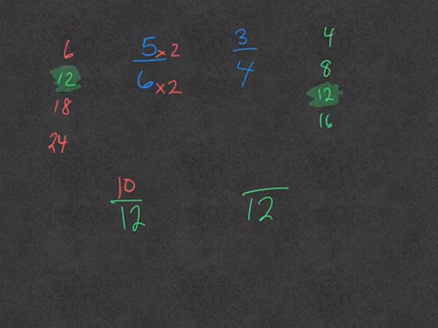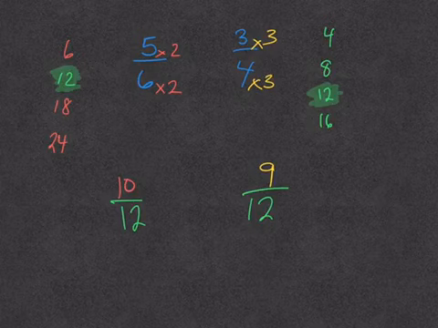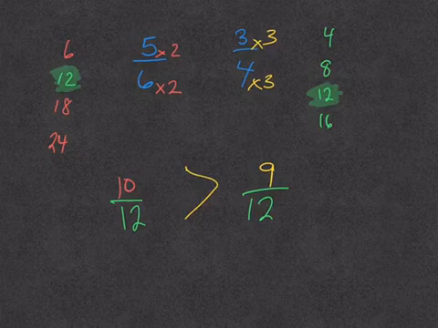So 10/12ths is equal to 5/6. Then I have whatever I did to get from 4 to 12, which is multiplied by 3. Whatever I do on the bottom, I do on the top. 3 times 3 is 9. Denominators are the same, so I just compare my numerators. 10/12ths is greater than 9/12ths.